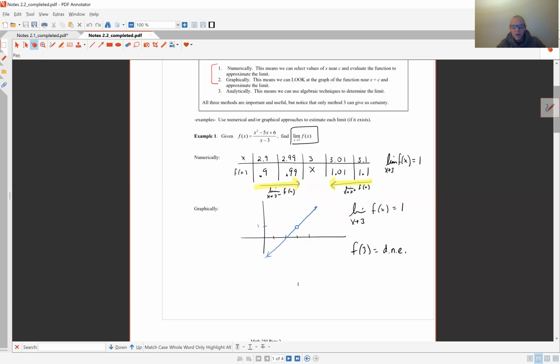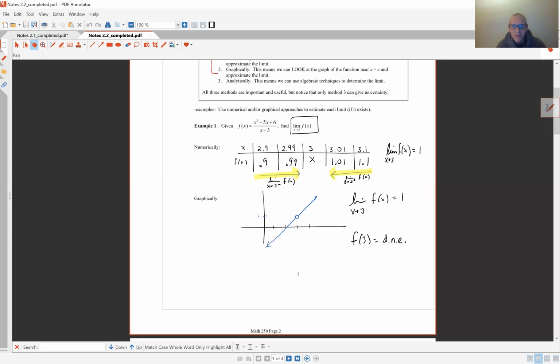But if you just look numerically, it sure looks like the limit of x squared minus 5x plus 6 over x minus 3 is going to be 1. Yes, the limit is 1. Even though the limit is 1 as x gets close to 3, f of 3 does not exist. But if you're on either side of 3, really super close, the value of the function is about 1.